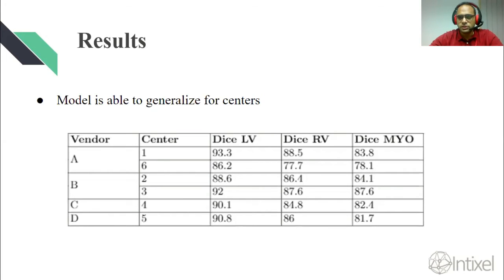Also, there is another table for dice scores per center and vendor. It also seems that the model is able to perform consistently among centers. However, in center 6, it's a bit lower than the others. However, overall, the scores are very close to each other.